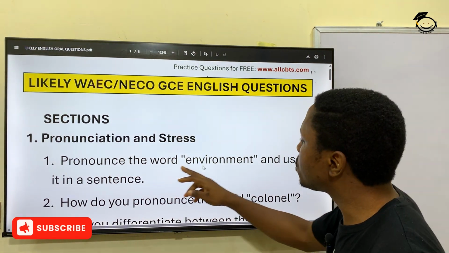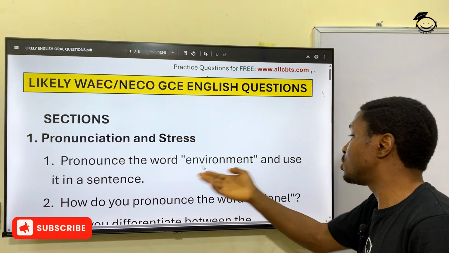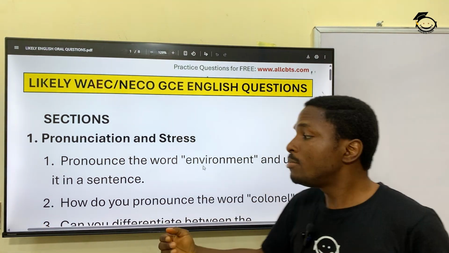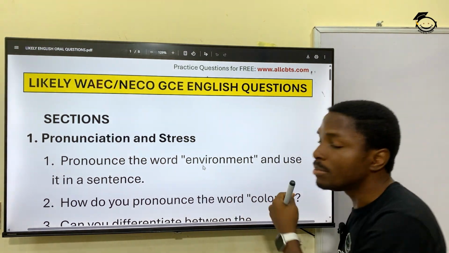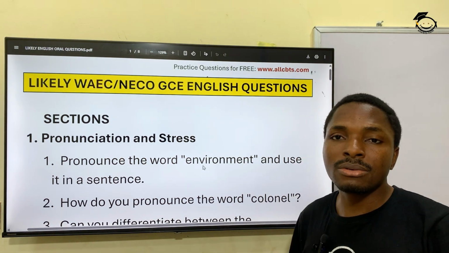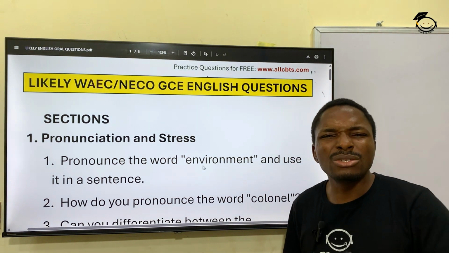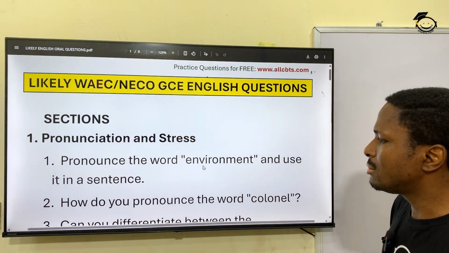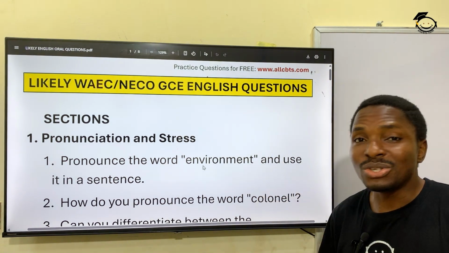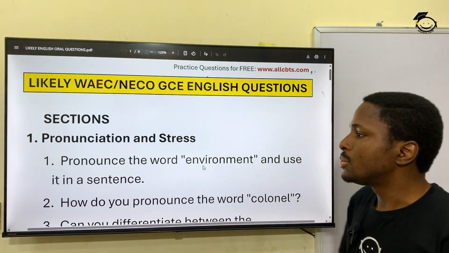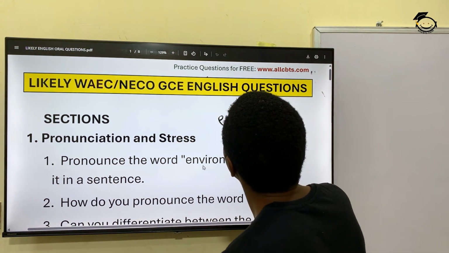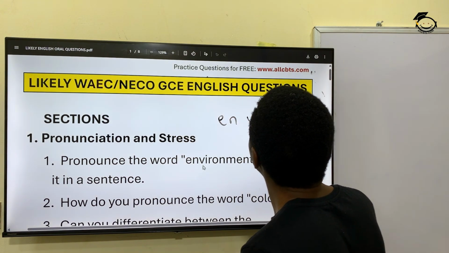Question 1, pronounce the word. When you see this word, you just call it environment, right? And use it in a sentence. So you may be asked to rewrite this word based on how it is correctly pronounced. Environment. And where is the stress on environment? And to use it in a sentence. You see, that's like a lot of questions in one. So now environment is pronounced as this. Environment.